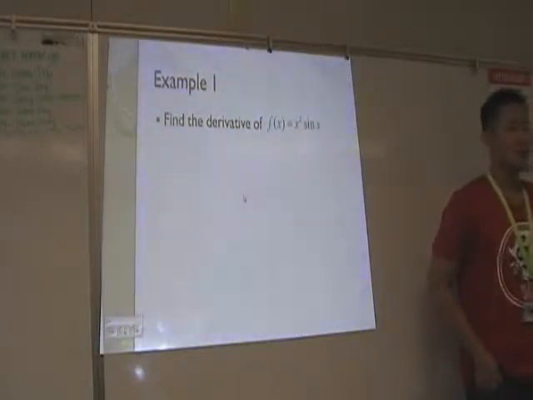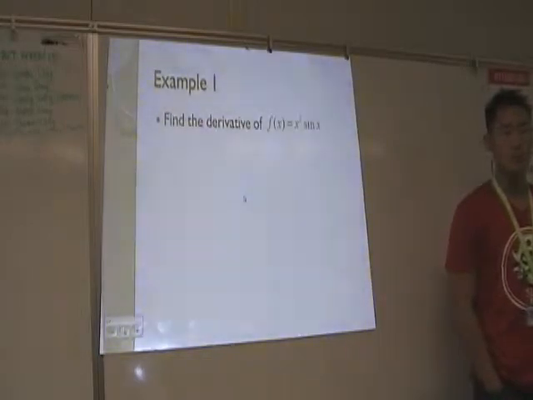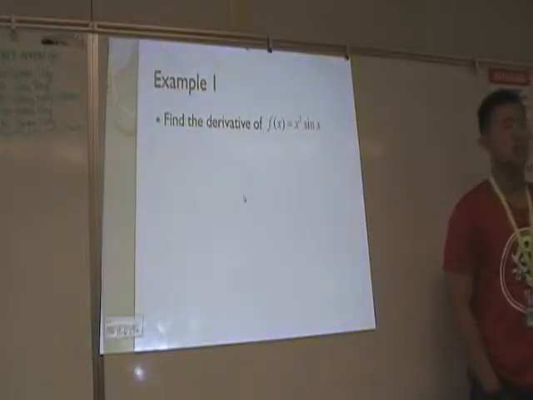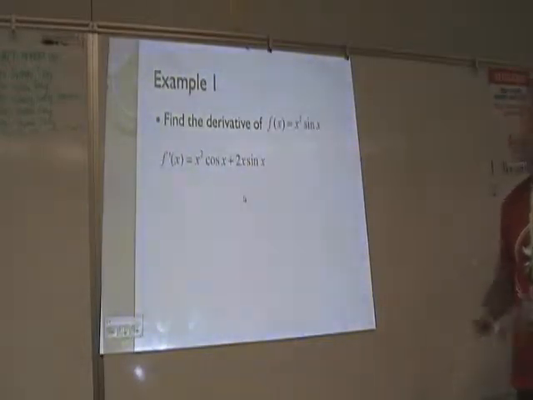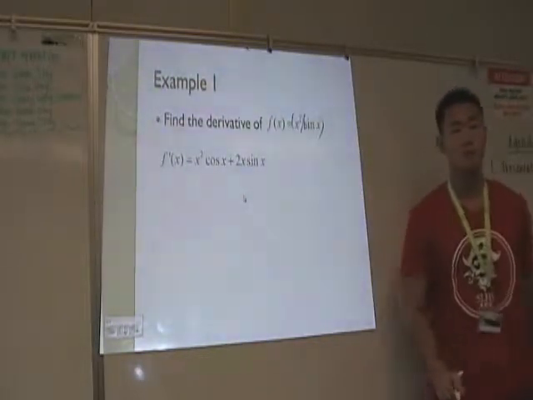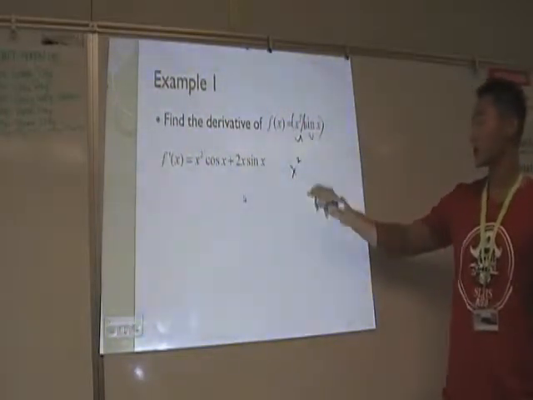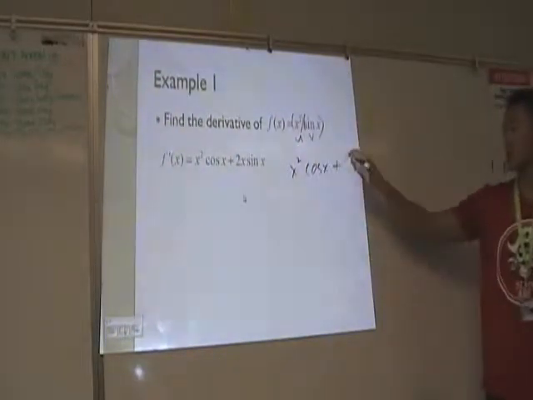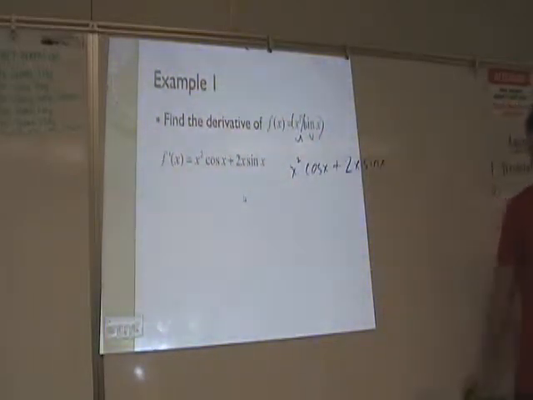Product rule. So wait, the derivative is just 2x? Yes. Okay, so here we go. Let me explain this again. We're multiplying these two things. That's u, that's v. So we have x squared times the derivative of sine x, which is cosine x, plus the derivative of x squared, which is 2x, times sine x. So it's just the product rule.